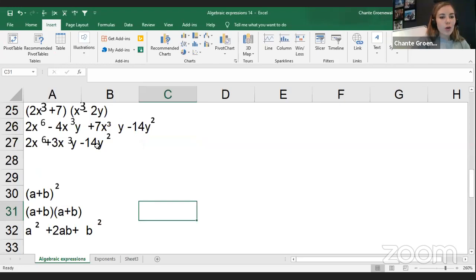Okay, so why is that the case? Because I'm timesing the 2x to the power of 3, and I'm going over to this. 2 times 2 is 4. Can you see x to the power of 3 stays the same, and I have a y now as well. Where did the y come from? The y came from here. Can you see?